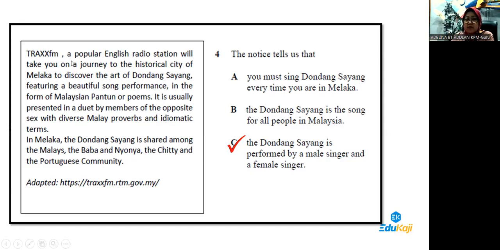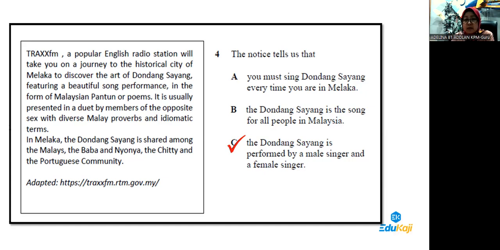Now, the first line is talking about a popular English radio station, and this particular station will take you on a journey to the historical city of Malacca to discover the art of Dondang Sayang. So specifically, they are talking about Dondang Sayang music, featuring a beautiful song performance in the form of Malaysian pantun or poems. So it is usually presented in a duet by members of the opposite sex. Opposite sex means male and female. In diverse Malay proverbs and idiomatic terms. So in Malacca, the Dondang Sayang is shared among the Malays, the Baba Nyonya, the Chitty, and the Portuguese community.